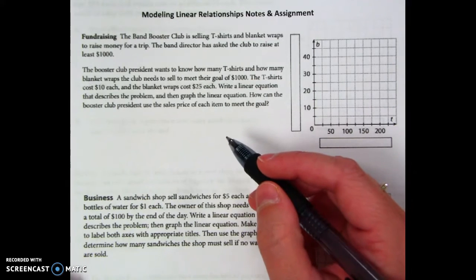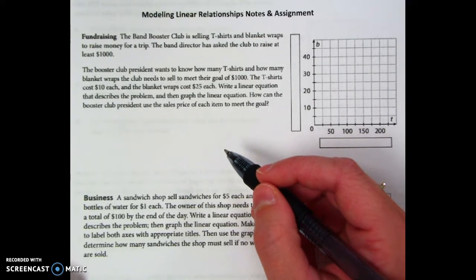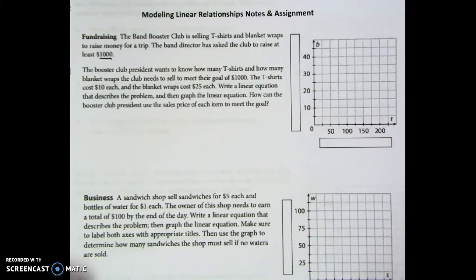It says the Band Booster Club is selling t-shirts and blanket wraps to raise money for a trip. The band director has asked the club to raise at least $1,000. So $1,000 is their goal. The Booster Club president wants to know how many t-shirts and how many blanket wraps the club needs to sell to meet their goal of $1,000.